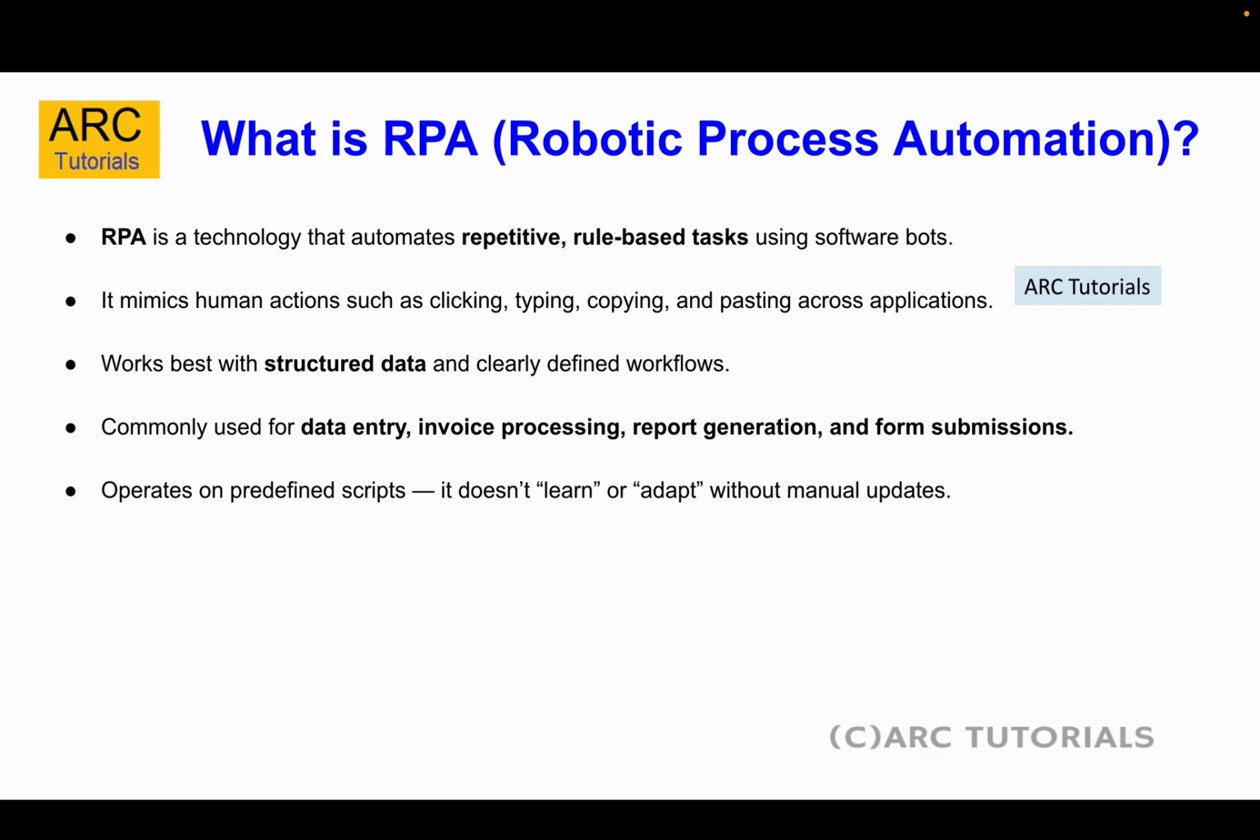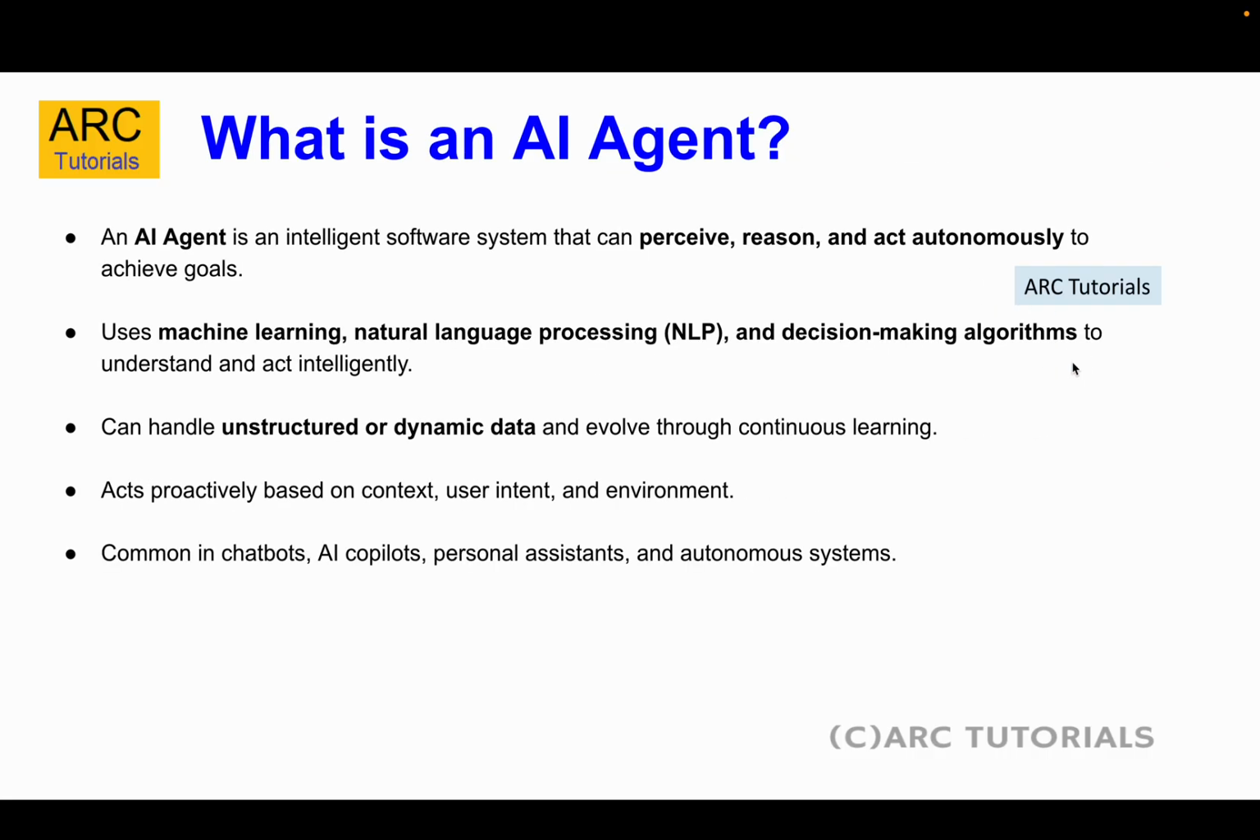It operates on predefined scripts. It doesn't learn or adapt without manual updates. UiPath is one example of an RPA tool. Automation Anywhere is another. These tools help you record a flow, basically a workflow, where you record the clicks, typing, copying, etc. And then it will just rerun on a given data set. That's what RPA means. So what exactly is an AI agent?